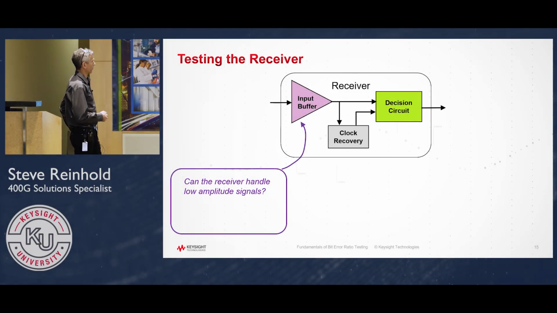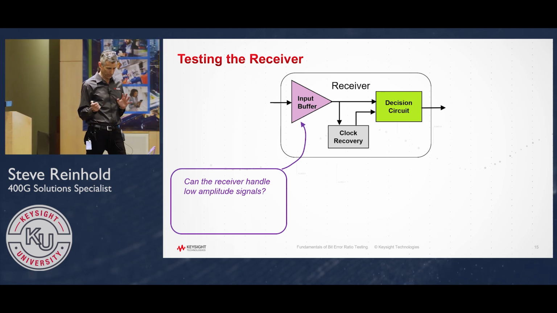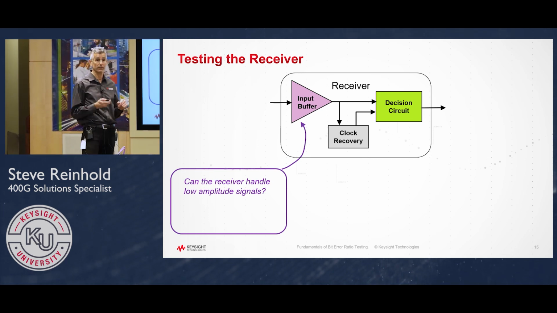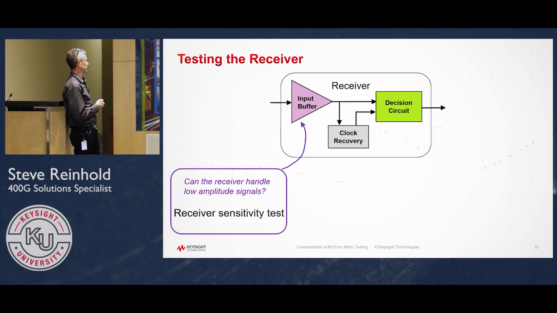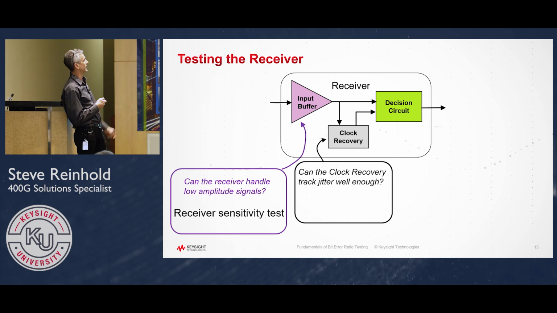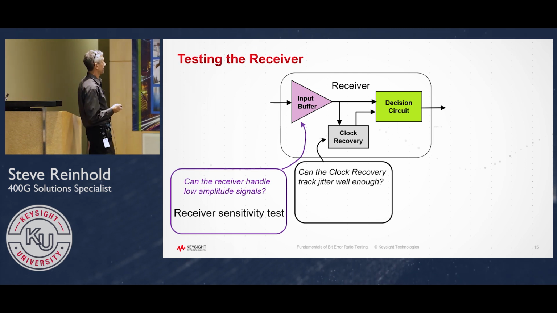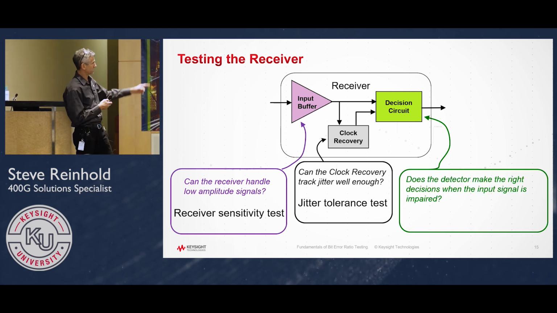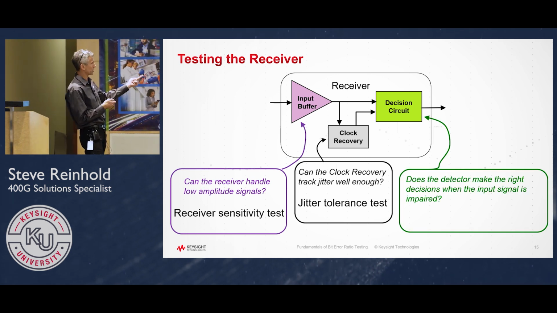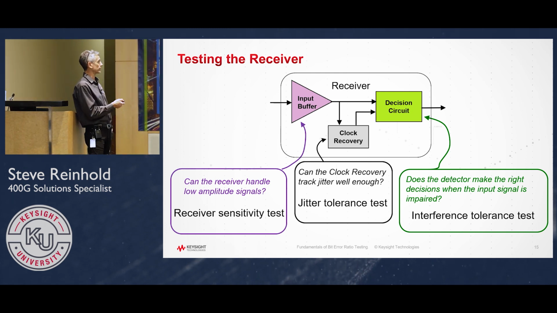So there's a number of ways we impair the signal to make sure it's going to emulate the performance that it'll see in a real environment. Can the receiver handle low amplitude signals? That's a receiver sensitivity test. Can the clock recovery track jitter on its input? That's a jitter tolerance test. Does the detector make the right decisions when the input signal is impaired? And that's an interference tolerance test.